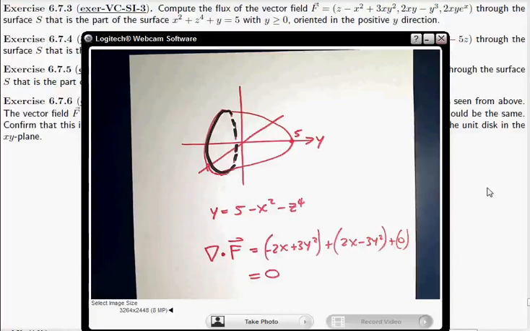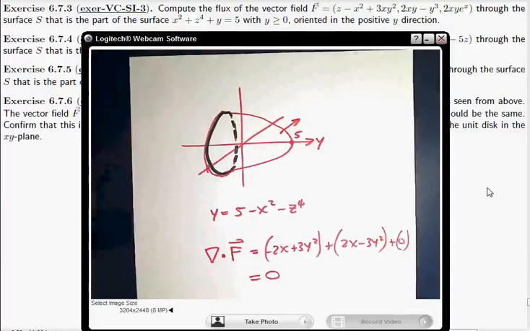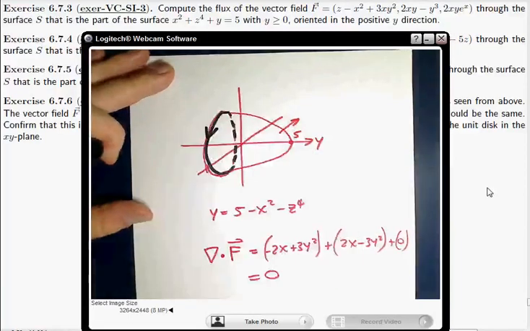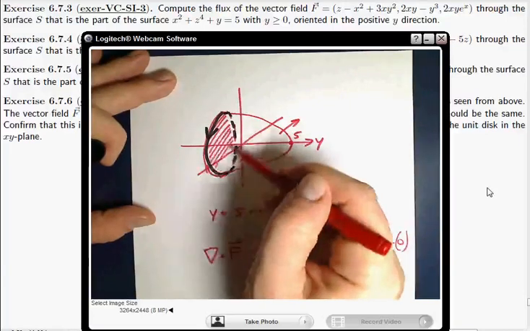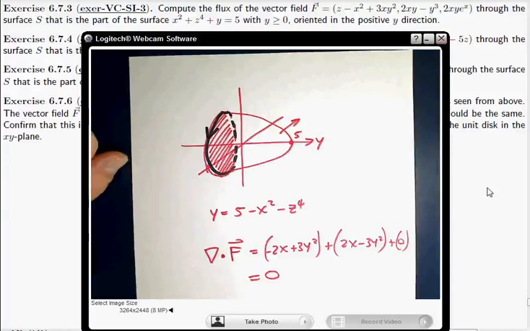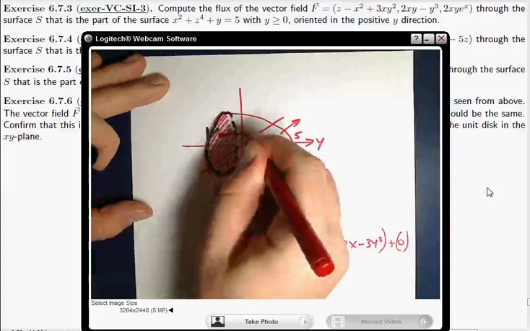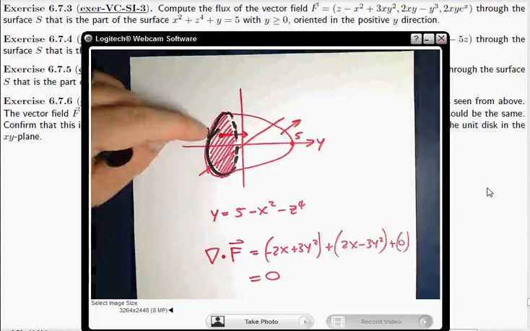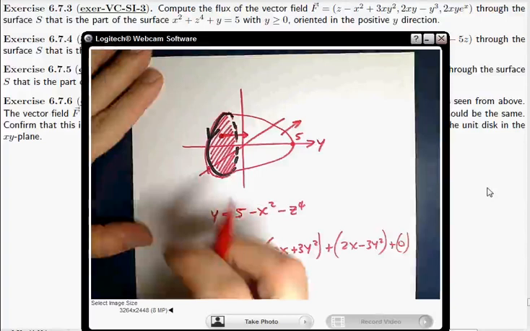Does that make sense? Let's think about orientations. This surface was oriented in the positive y direction, like that. That means that this curve is oriented like that, which means that when I choose the new surface, and I'm going to choose that one, I better orient it that way in order for the orientation on the boundary to be the same. Does that make sense? Okay. So now you've got a new oriented surface.